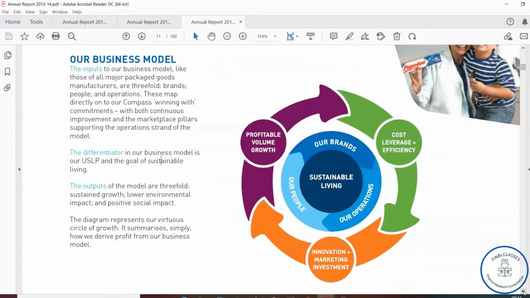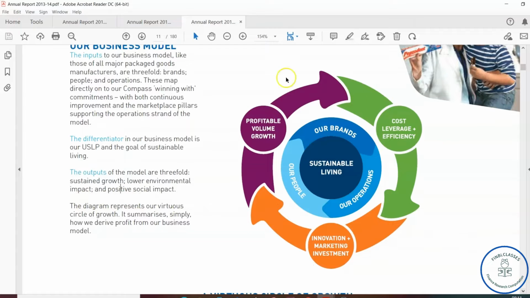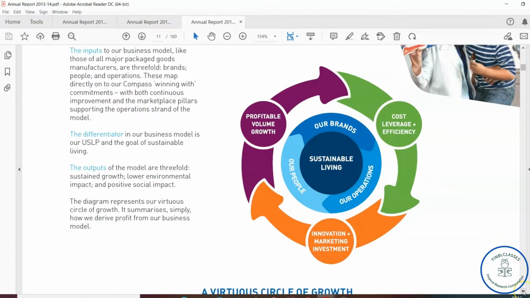Every company does not have the same business model, and you should ensure that the business model differs from company to company, even though they are in the same sector. That should be kept in mind. Depending upon that, we can pull out the information, and we have to do some adjustments. Then the outputs of the model are threefold: sustained growth, lower environmental impact, and positive social impact. So this shows how they actually work.